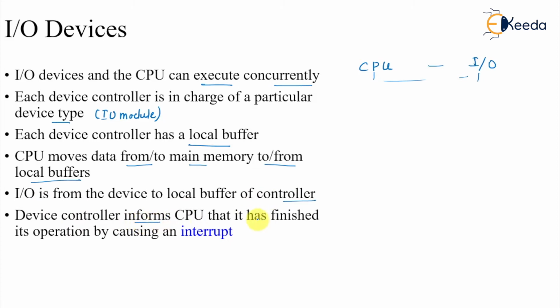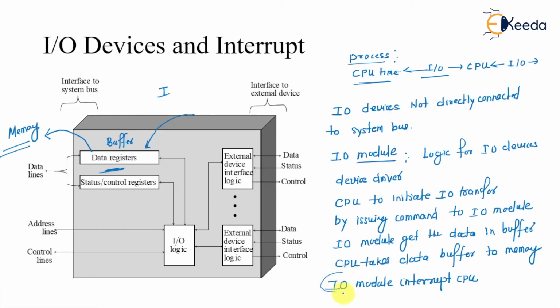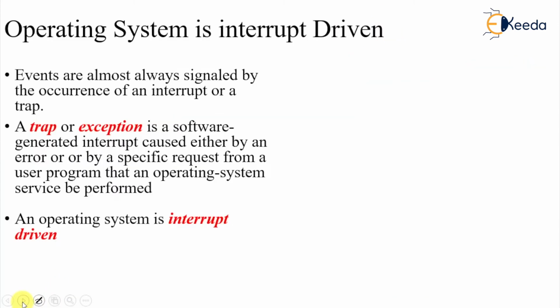The device controller informs the CPU once it has finished the operation by causing an interrupt. That is the last thing I said here: after the completion of this operation, the IO module interrupts the CPU. So this is the interaction between your input output and the CPU, the central processing unit. Now, the reason for including this interrupt-driven system is because our operating system is also interrupt driven.